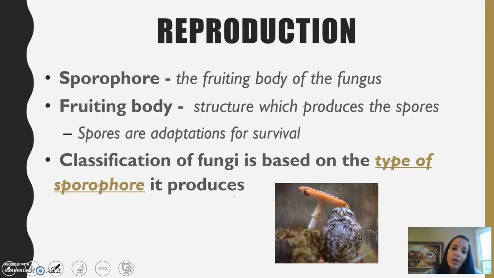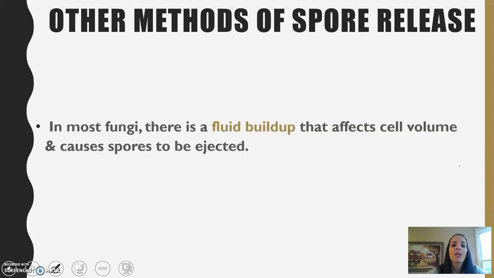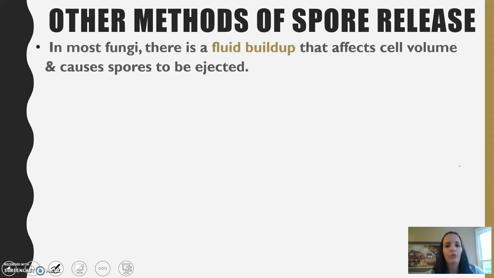So a sporophore is the fruiting body of the fungus. That's that above ground portion that has the spores. And if you look here, the classification of fungi into their different phyla is actually based on the type of sporophore they produce. So the fruiting body itself is what produces the spores, and the spores have lots of different adaptations for survival, which I'll show you right here. So there's the typical, you see a mushroom in your yard, it has spores, they get released, more fungi grow, etc. This is a result of fluid buildup, and it affects that cell volume, causing those spores to be ejected.